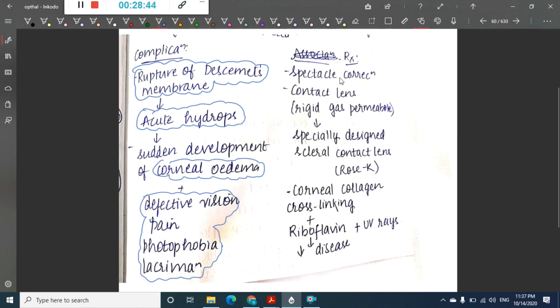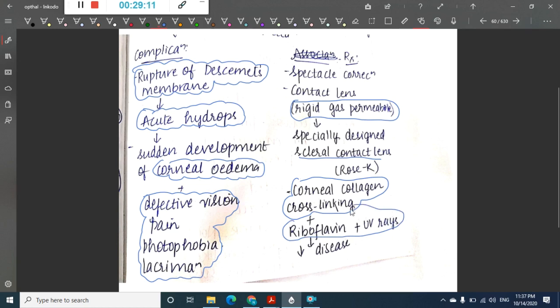Then how are you going to treat this keratoconus? For treatment, we can use contact lenses, that is, rigid gas permeable contact lenses, or specially designed scleral contact lenses. You can also use corneal collagen cross linking with riboflavin plus UV rays.